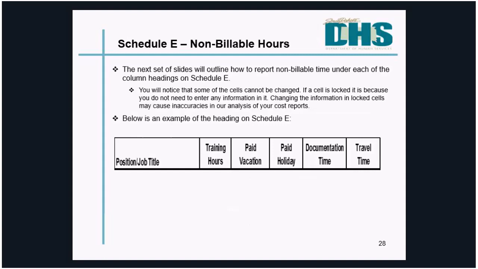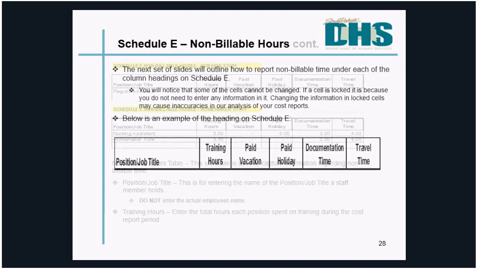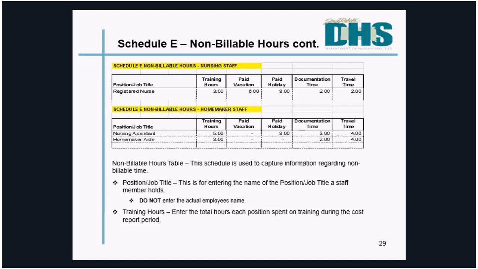Here's the heading for Schedule E. Again, position, job title, training hours, paid vacation, paid holiday, documentation time, and travel time. And then it's broken out between nursing staff and homemaker staff. These are for the direct service professionals. We don't want to include clerical staff. These are folks that are going out and providing the service to the individuals. So just include your direct care staff, and then break it out between nursing staff and homemaker staff.